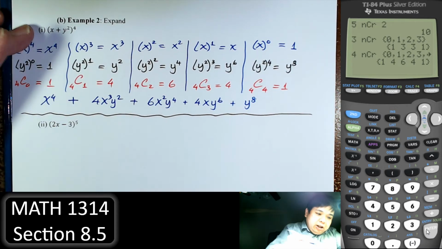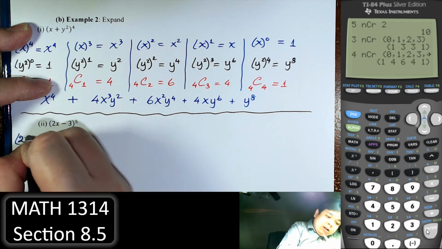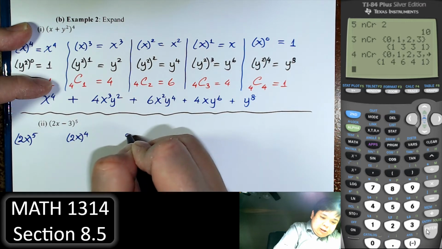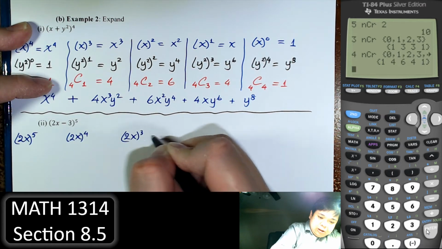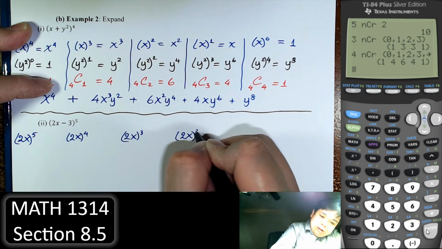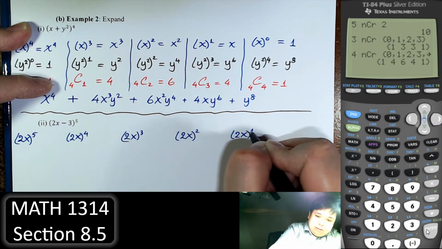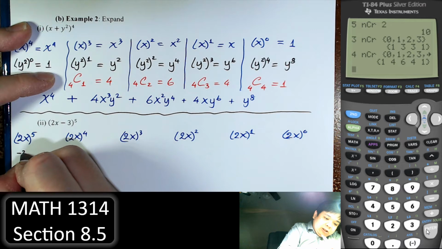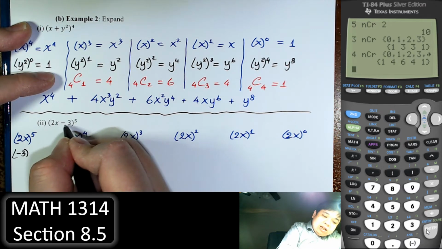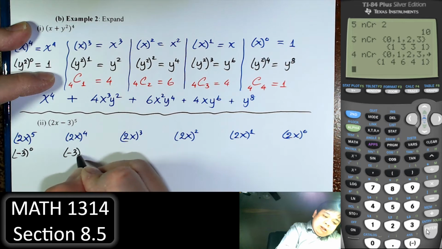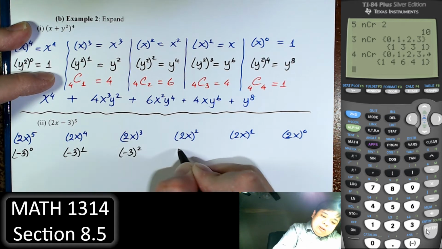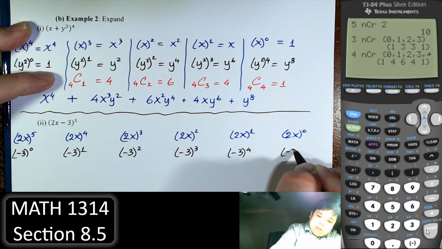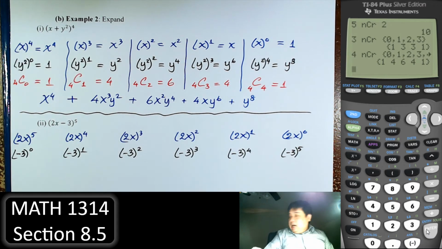So I have 3 components. The first component start from that power and decreasing. The second component, this time is -3 from 0 power and increasing. Then the coefficient.